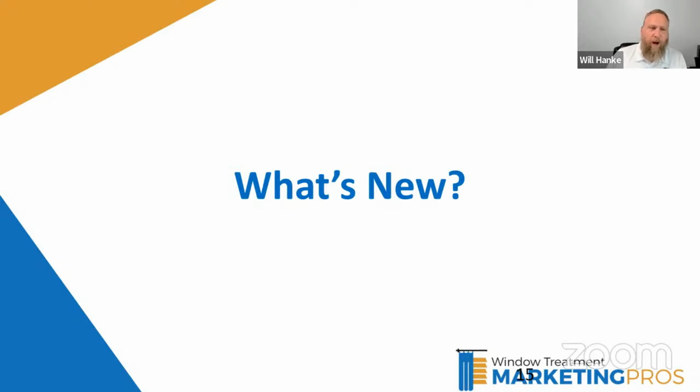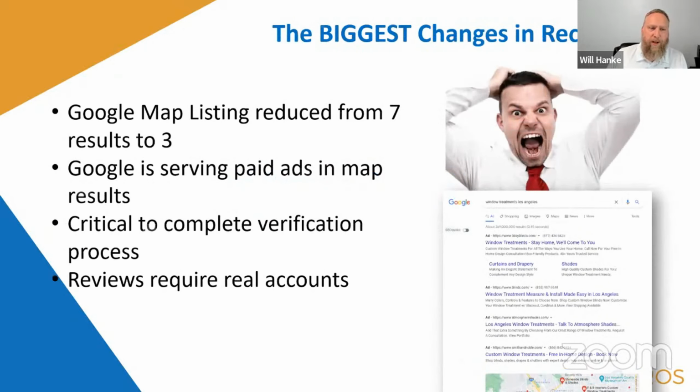Thank you, Jeff. All right, what's new? What are some of the new things that are going on with Google? The Google map listing reduced from 7 to 3. They used to show just a list of 7, and now that is 3. We call that the 3-pack, or sometimes we call it the snack pack.